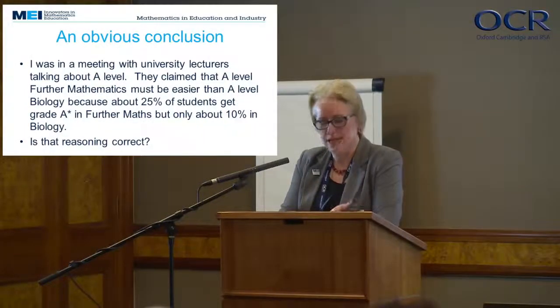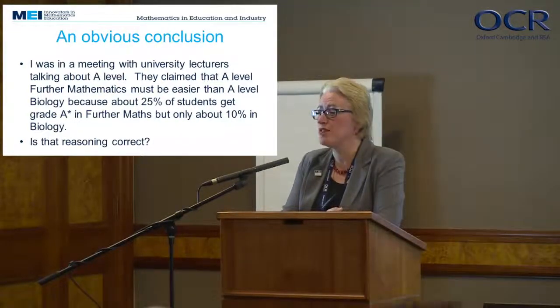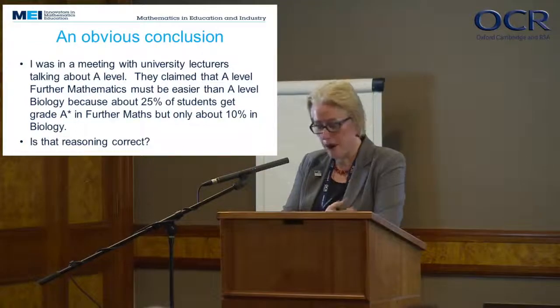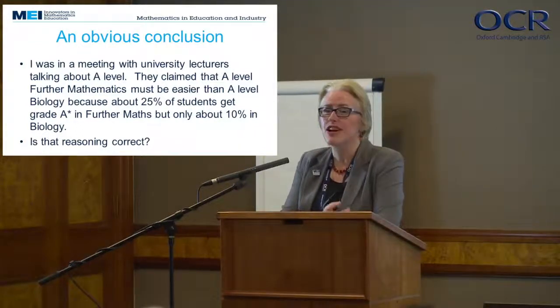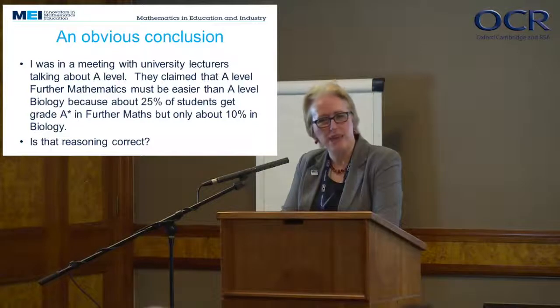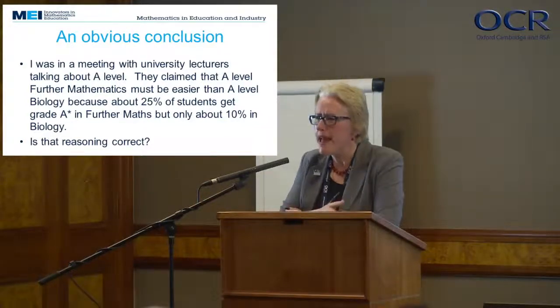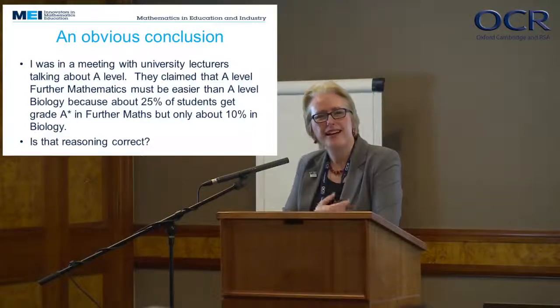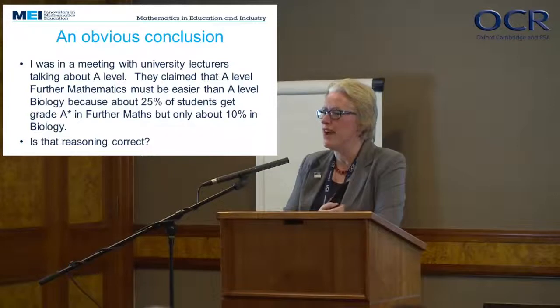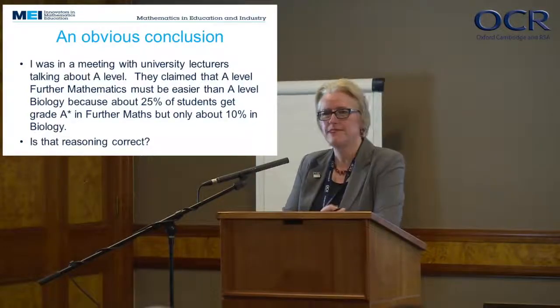And I said, what makes you think that then? And of course, they said to me, well, it's obvious because 25% of further maths students at A-level get an A star, and for biology, it's only 10%. So clearly, further maths A-level must be easier than biology, and you want to make it harder. Make it as hard as biology. Now, is that reasoning correct, or is there something else going on?